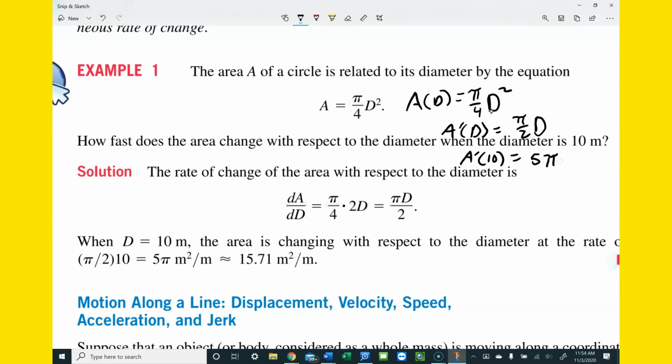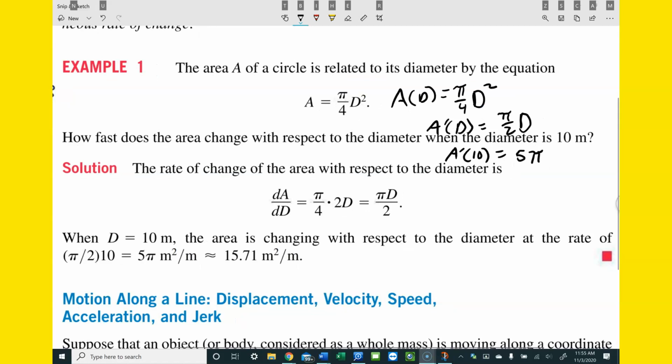So the area is changing around a little over 15 meters per unit of time when the diameter is 10 meters. Let me correct myself there. It's not about 15 meters per unit of time. It's about 15 meters if you were to add, so when the diameter is 10 meters, if you then add another little bit of length to the diameter, then the area of the circle is going to change by about 15 square meters.